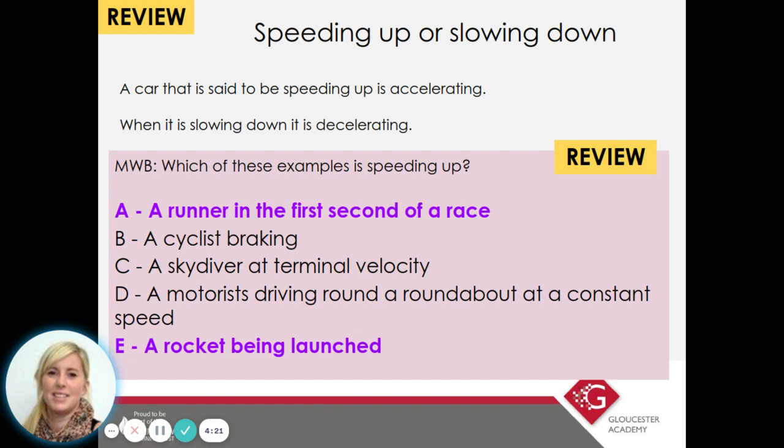And C, a skydiver at terminal velocity. By the way, jumping out of a plane is the most awesome thing I've done. So it's really good fun. You should go do it.